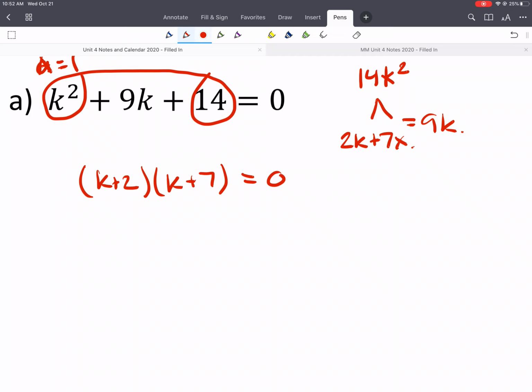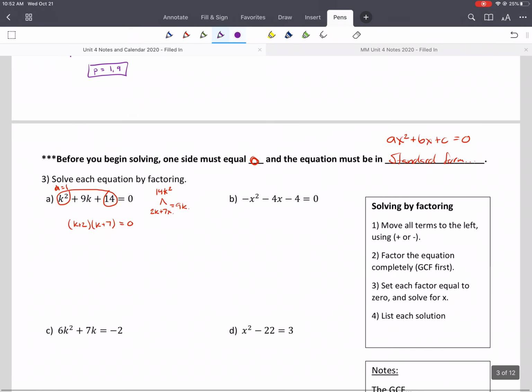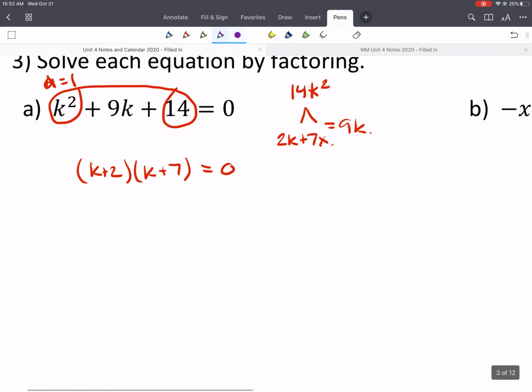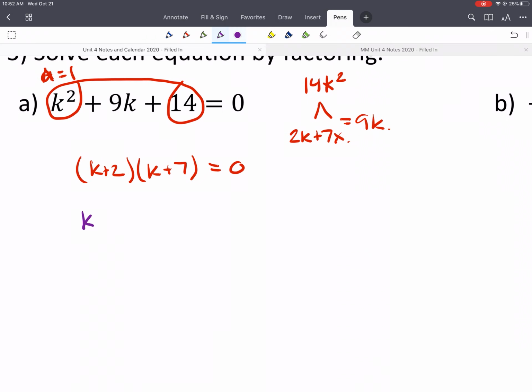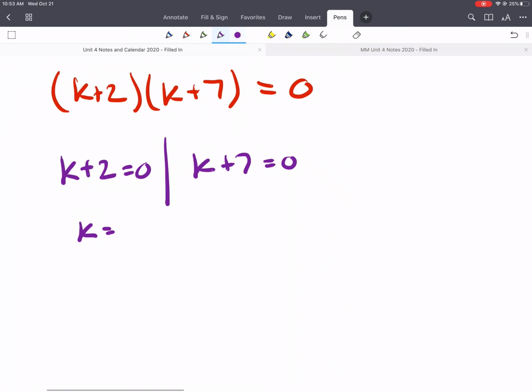And we'll use the zero product property, okay? So we'll have k plus 2 is equal to 0, or k plus 7 has got to be equal to 0. Because again, if this is 0, well, let's just do this, okay? So that ends up giving us k is equal to negative 2, or k is negative 7.